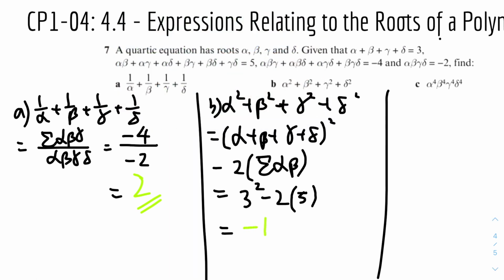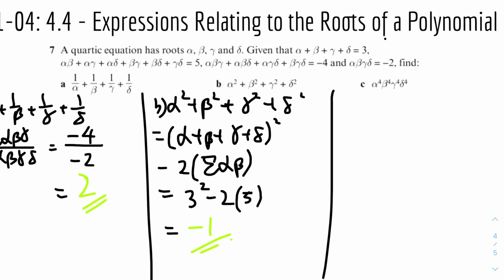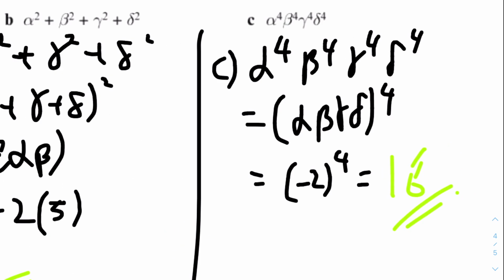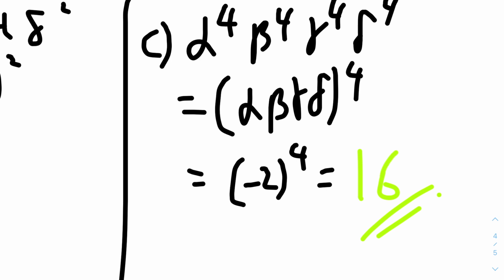Like so, minus 1. And the last part is quite straightforward because it's just like an indices rule. So alpha to the power 4 times beta to the power 4 times gamma to the power 4 times delta to the power 4 is equal to alpha beta gamma delta to the power 4, which is equal to minus 2 to the power 4, which is basically equal to 16, like so.